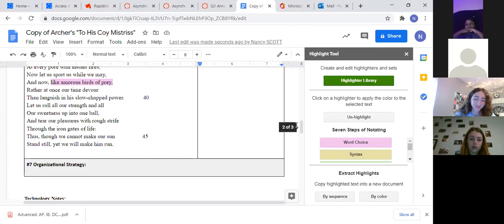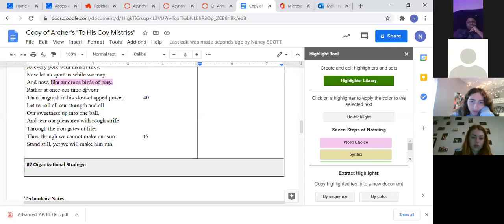Everybody following me? So these are the things. Be sure you're writing this out beside, guys, so everybody can get all this. I'll go slow enough for you to do it. And Amber picked out devour, and then he says, and tear our pleasures with rough strife. And that word sport, you play in a sport. That's sex. That's what he's talking about there.